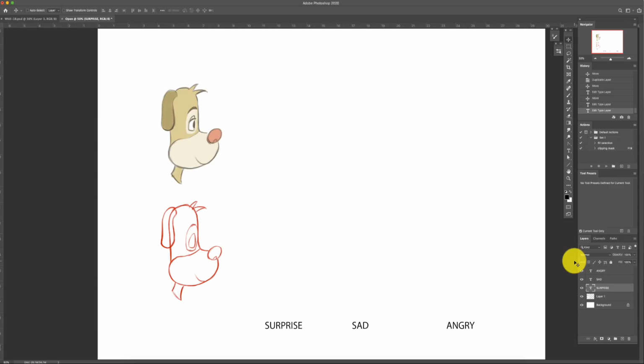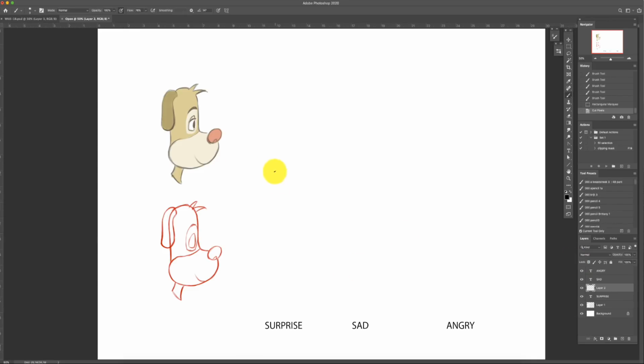So in order to keep this understandable, I used this two-dimensional design so we can really look at the shapes as they are right now and how they change if we change the expressions of this dog. So let's get started and see what happens if we create these expressions in this design.